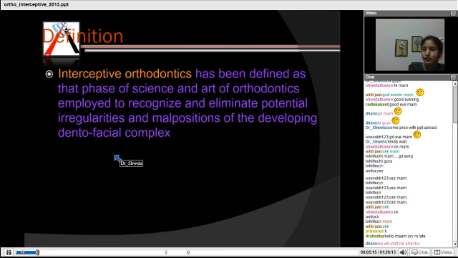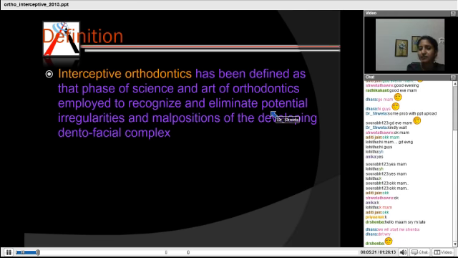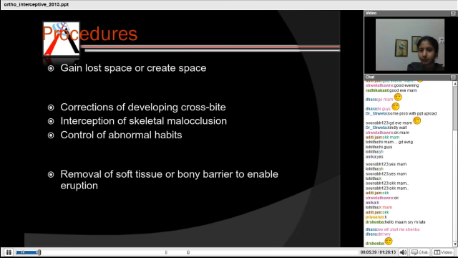Okay, so the first part is interceptive orthodontics. What exactly is it? There already some amount of problem has occurred and we are going to go and intercept it. Here only we are going to go and stop it so that the patient does not need a corrective orthodontic. Here only his orthodontic problem is solved. Okay, that is interceptive orthodontics.